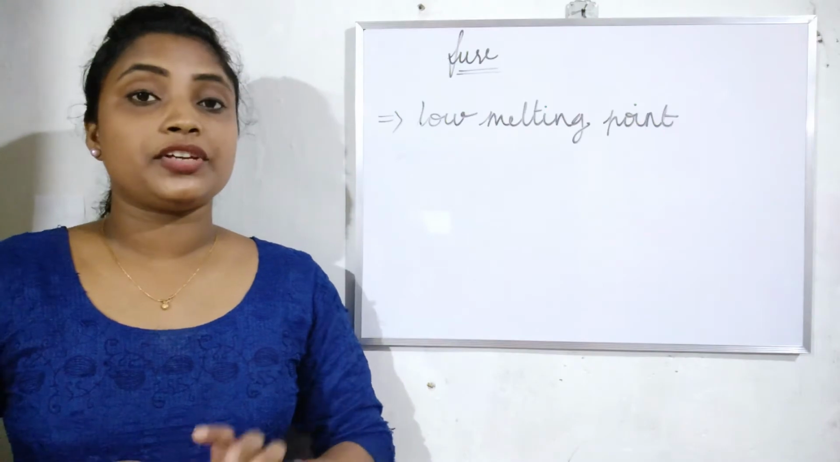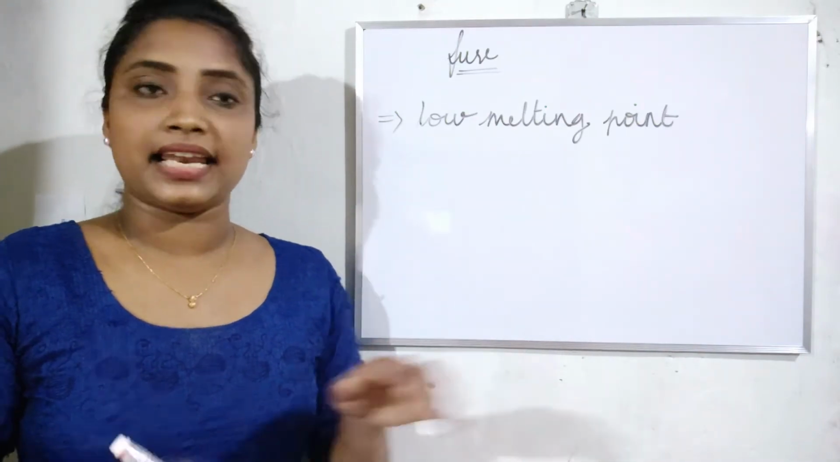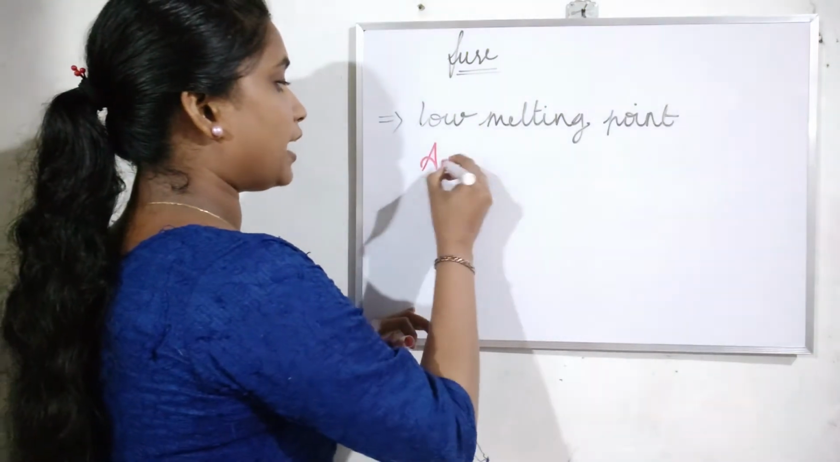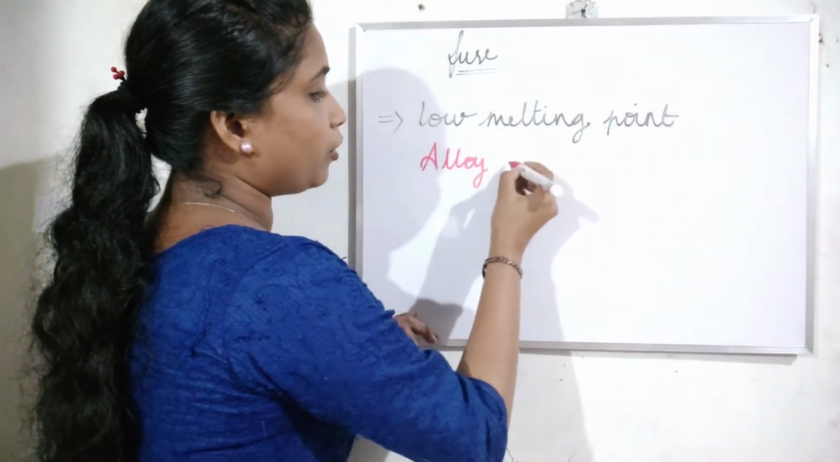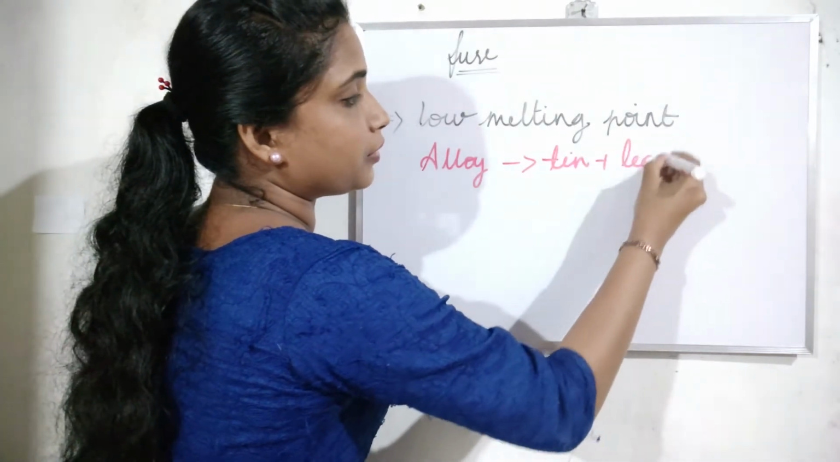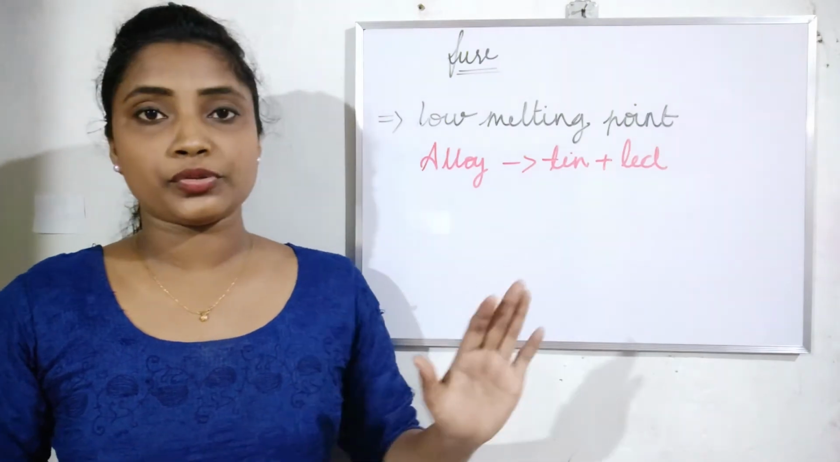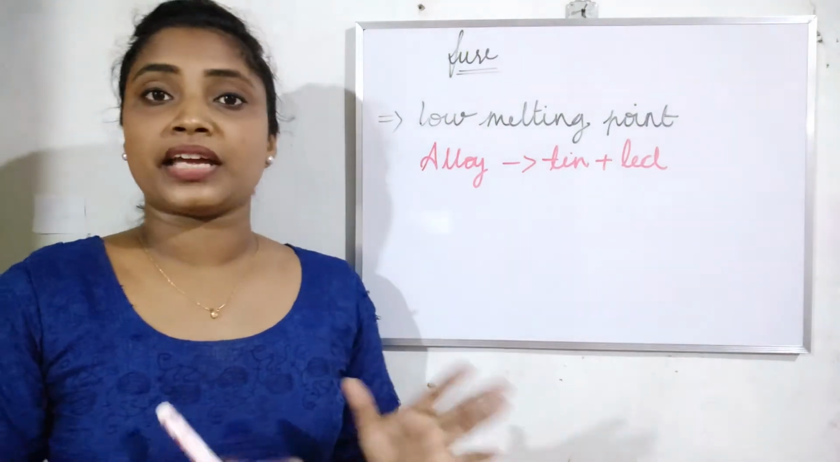The material that we use as electric fuse is an alloy of tin and lead. Alloy of tin and lead, which has a very low melting point, is used as a fuse wire. So let's discuss how the fuse wire works.